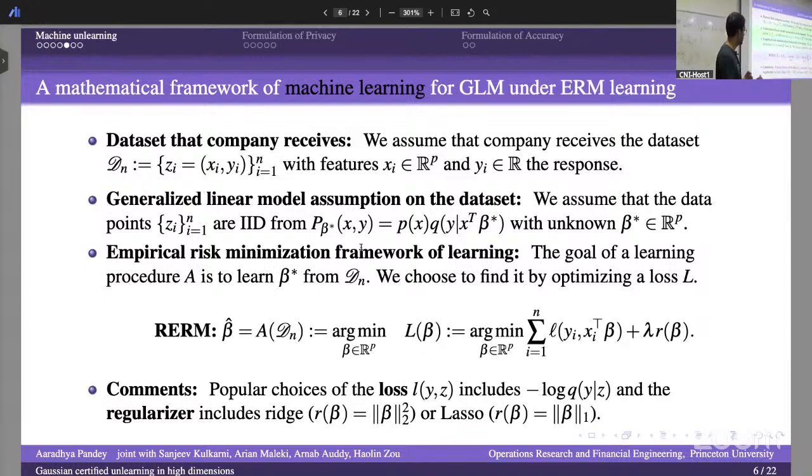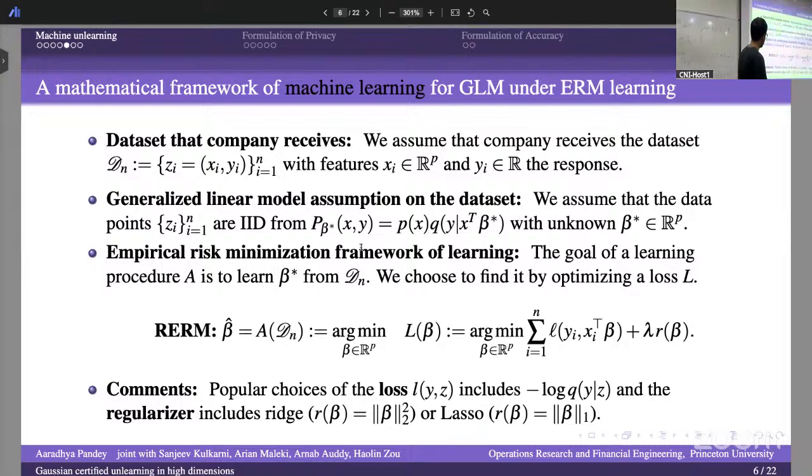Now, although this is somewhat from the theory perspective, we are also going to assume that this is how Google trained their model. This is the framework that we'll follow. I suppose maybe you're also familiar with it. It is usually called the empirical risk minimization framework.